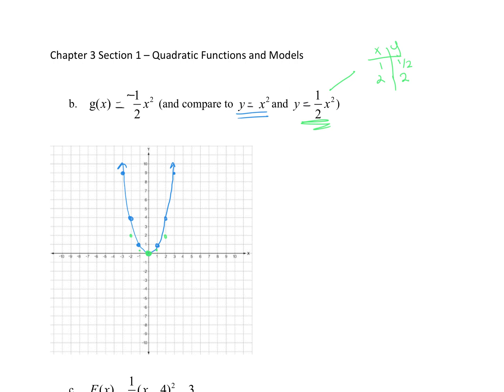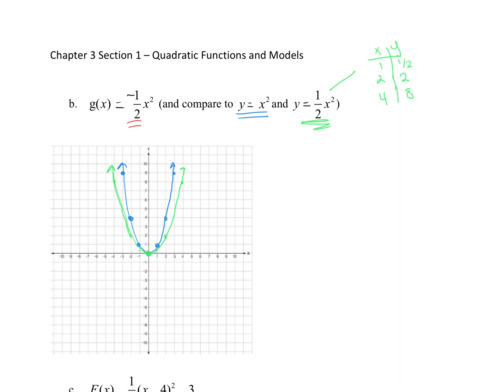I'm not going to plug in 3 because 3 squared is 9. 9 times 1/2 is another fraction. Let's try 4. 4 squared is 16. Half of 16 is 8. So at 4, I'm at 8. So we can see that 1/2 didn't translate me side to side or up and down, but it did make my parabola become wider. So taking those two things into account, I'm going to be wider.